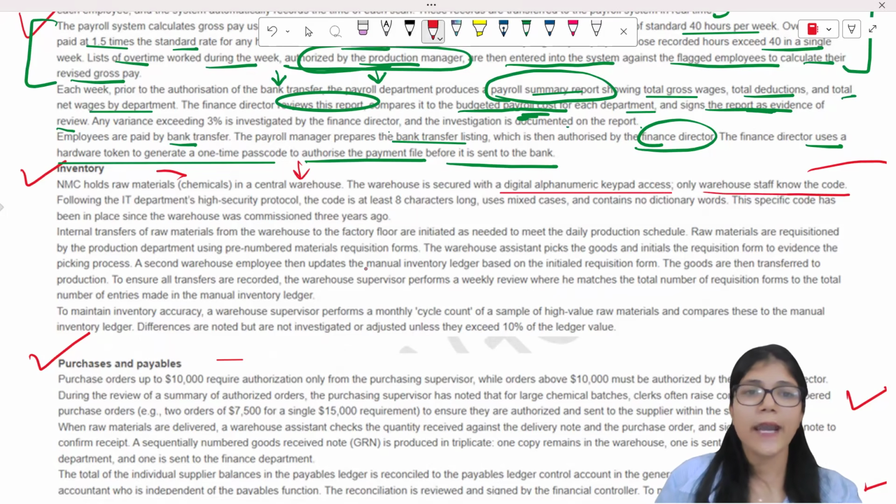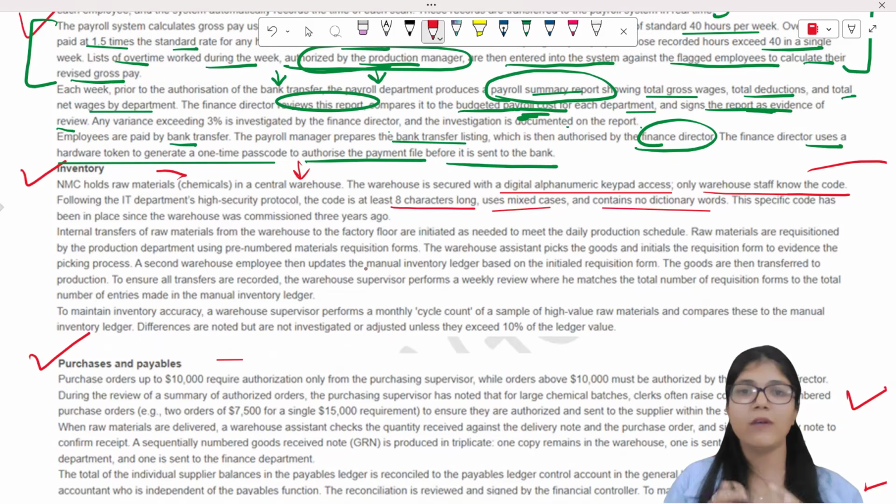Correct. Following the IT department's high security protocol, the code is at least 8 characters long, which is great, uses mixed cases, contains no dictionary words. So again, it is a very, very unique password. So till now, you might be thinking this is a direct control, this is a direct control. So again, guys, this is another very common mistake that a lot of people make, which is that they do not read the entire paragraph altogether. That means this does not finish here, it finishes here, right? So till here you might be thinking this is a good thing that the company is doing, so this is not a deficiency, right? But my dear students, read ahead.